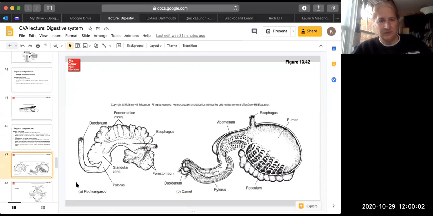Here's just a couple different stomachs. This is a kangaroo. Here's the esophagus, these little pouches here with some fermentation going on. So I guess in herbivores especially, the stomach has a fermentation role. It's a camel.